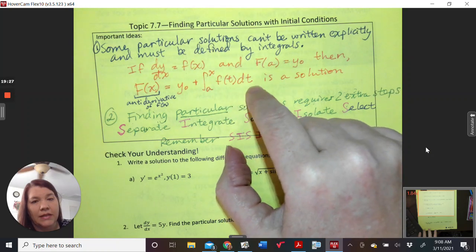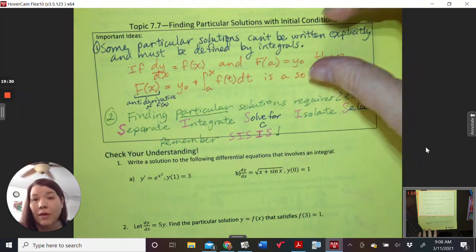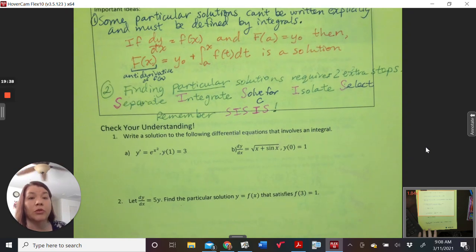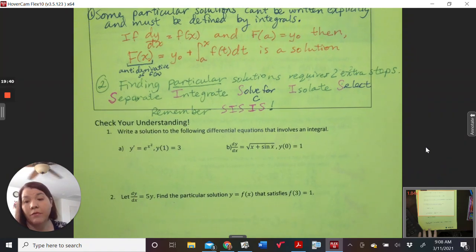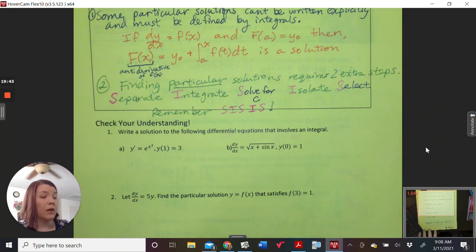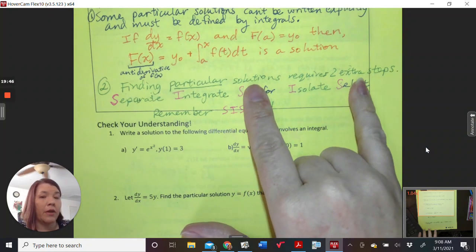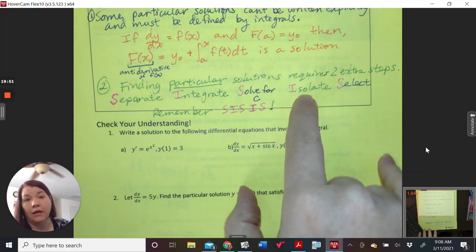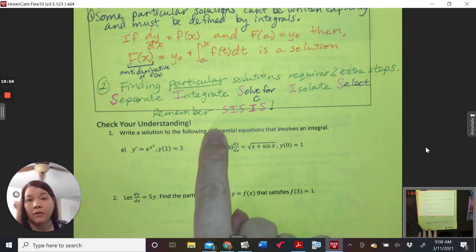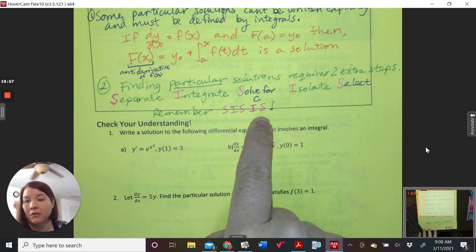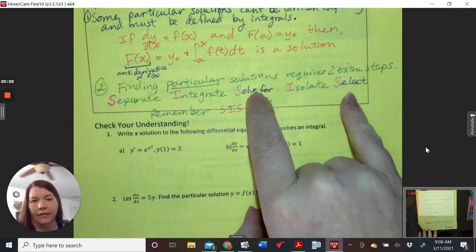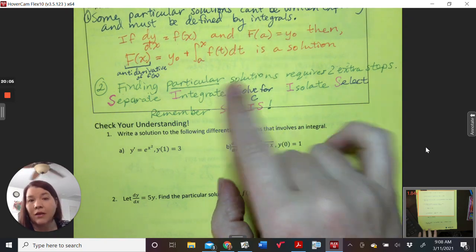Okay. Finding particular solutions requires two extra steps from finding general solutions. For our general solutions, we separate, integrate, and isolate. For our particular solutions, we separate, integrate, solve for C, isolate, select. So remember SISIS. I don't think that's helpful, but separate, integrate, isolate, we add in solve for C and select. Honestly, it could be separate, integrate, isolate, solve for C. I like to do it before. It just makes it a lot easier. So it's up to you. And that's where it is. We'll leave this here, and we'll talk to you guys soon.